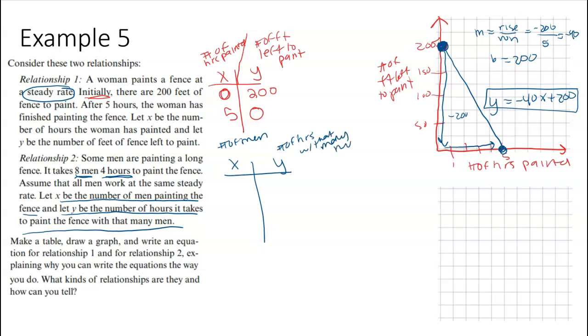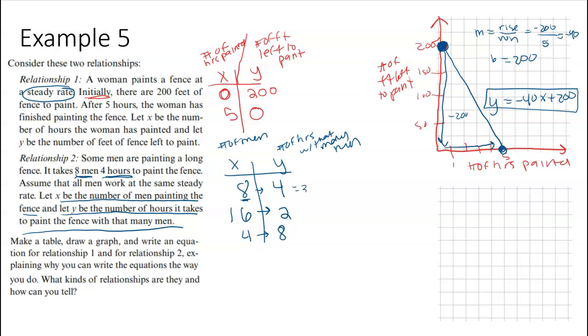Okay, so what do we know? Well, we know that with 8 men, it takes 4 hours. But if they're all working at the same rate, and I have double the amount of men, how many hours is that going to take? Well, if they all work at the same rate, double the amount of men is going to be half the amount of time. Well, what if I go the other direction? If I use half the amount of men, it's going to be double the amount of time.